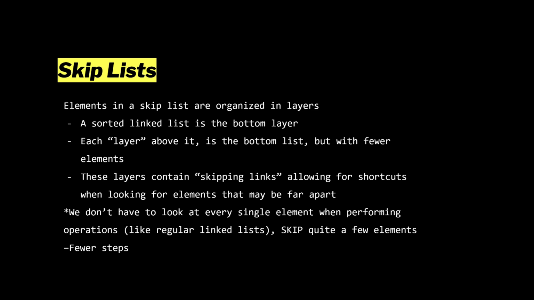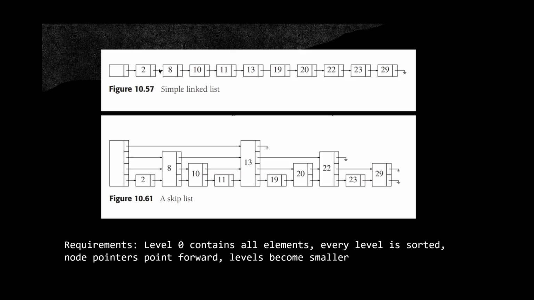This is very efficient when you're looking for elements that may be far apart because we don't have to look at every single element when performing operations like with regular linked lists or arrays, and we can skip quite a few elements, hence the name. So overall, there's just fewer steps involved. Here's a picture that compares a simple linked list to a skip list.